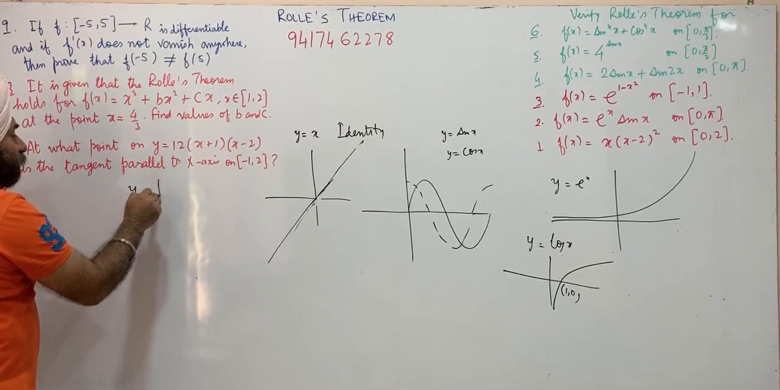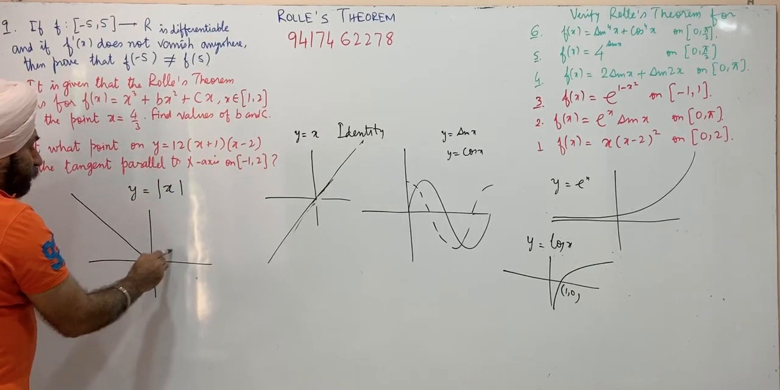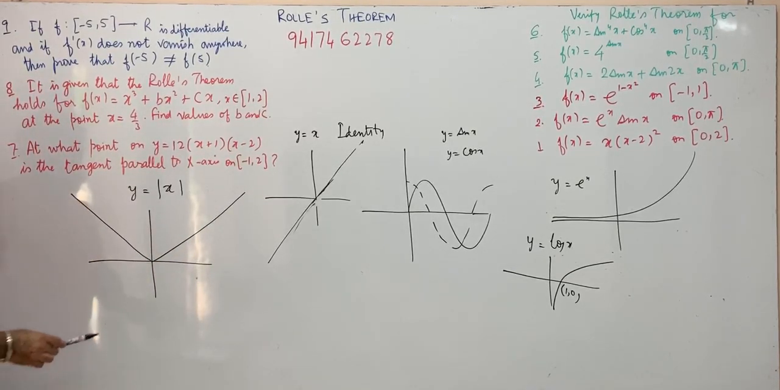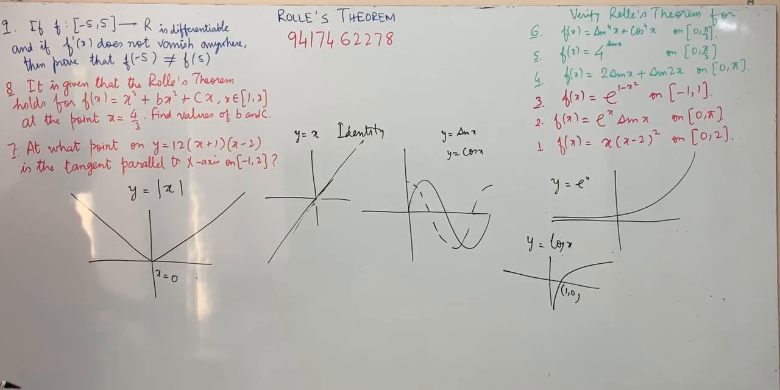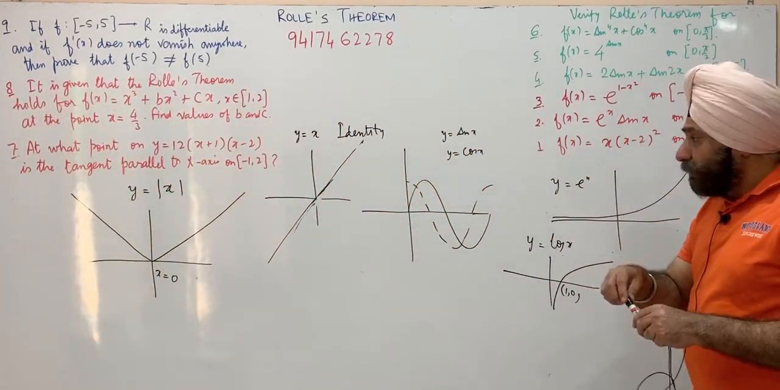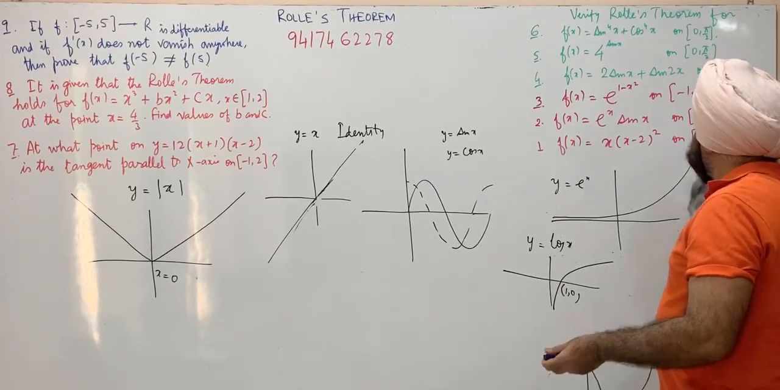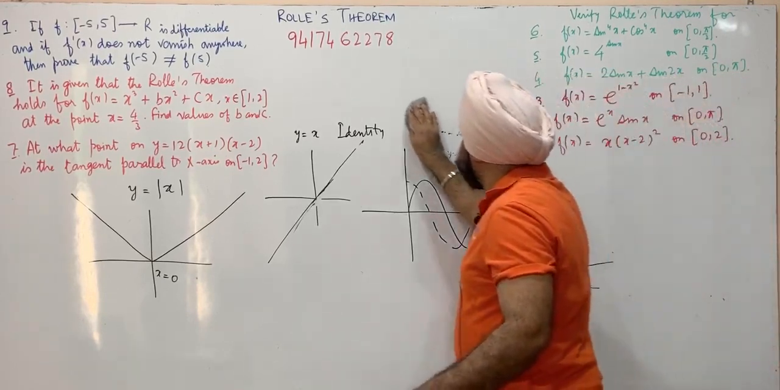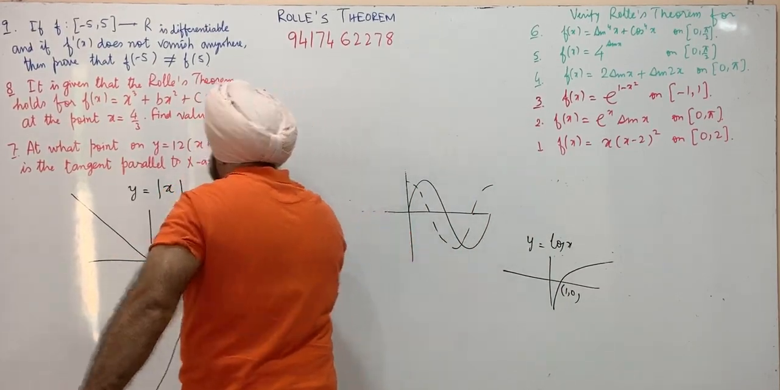Y is equal to modulus of x. This is the graph of the function, a V-shaped graph. This is continuous everywhere, there is no break, but this is not differentiable at x is equal to 0, because at x is equal to 0 there is a sharp bend, and the point of a sharp bend is a point of non-differentiability. So we will be using these properties when we solve questions on Rolle's theorem as well as on Lagrange's mean value theorem. For the first 6 questions, we have to verify Rolle's theorem.